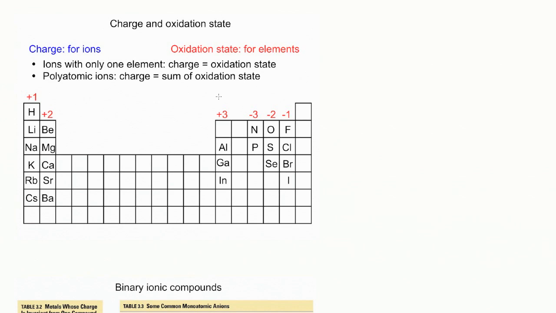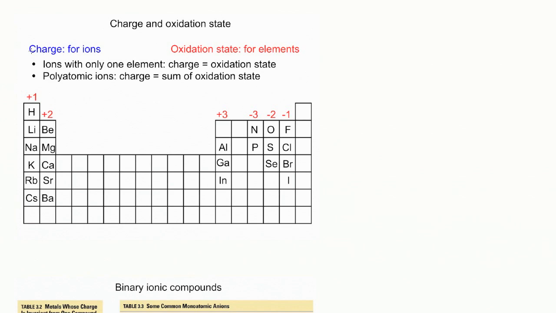Alright guys, this video is a review about the charge and oxidation state. It's a combination of some materials from chapter 3 and chapter 4. I know you guys get confused about the charge and oxidation state, those tiny numbers in the formula, those kinds of things. Let's take a closer look at those concepts.